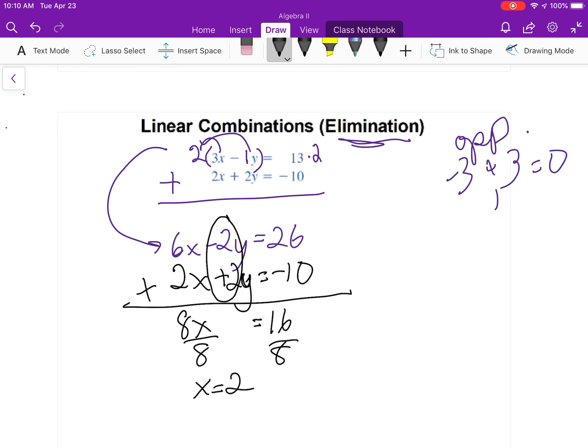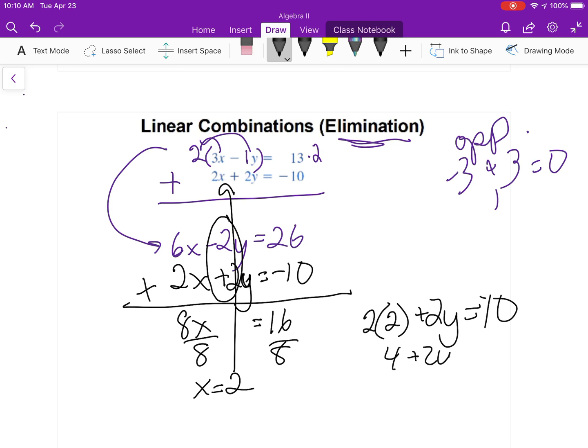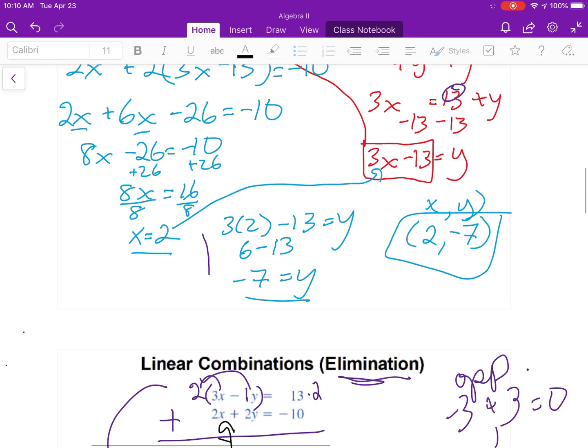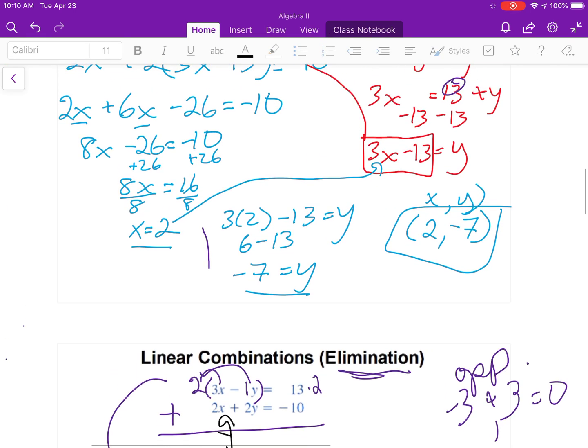Okay, now how do I get a y value that goes with it? I put x of 2 into either one. I'll pick the bottom one, and I am going to solve for y. Subtract 4, 2y is equal to negative 14. Y is going to be equal to negative 7. So again, I get 2, negative 7. If you're thinking that looks familiar, well, it is, because it's the exact same problem we just did. I just solved it in a different method.